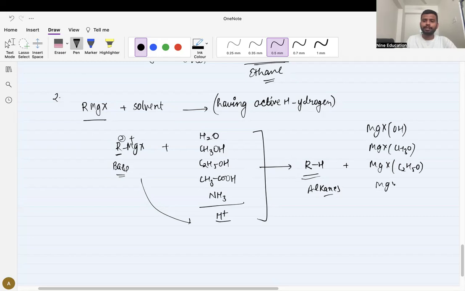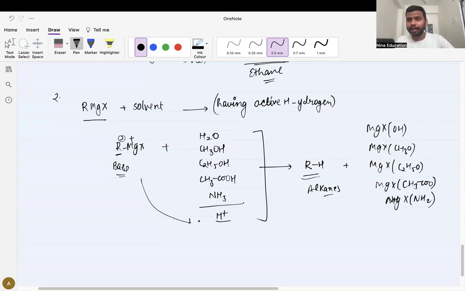Then you have MgX here, CH3COO. Last you have NH, MgX and NH2. And these are side products. But see, whenever you use Grignard reagent, we make sure that in the solvent we don't have active hydrogen.